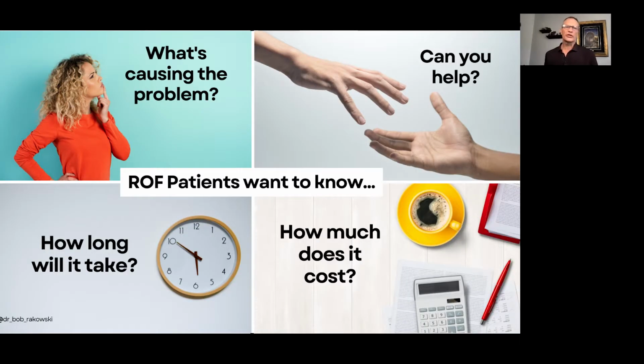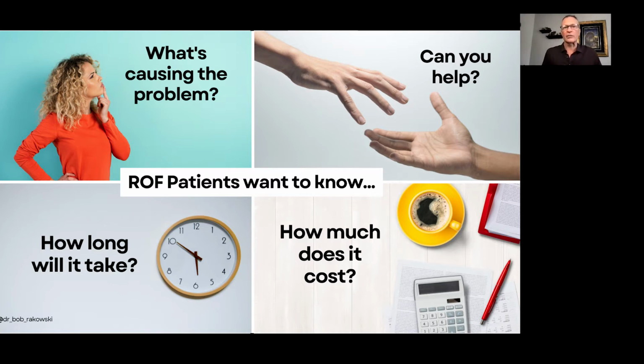When I teach a seminar or provide a report of findings to patients, I let them know that patients want to know the answers to 4 questions. Number 1, what's causing the problem? Not what do we name it, but what's causing it? Number 2, can I help? I always answer this the same: I don't know, but I'll try. But I've got a pretty good track record of helping people regain bone density, muscle mass, and overall health.